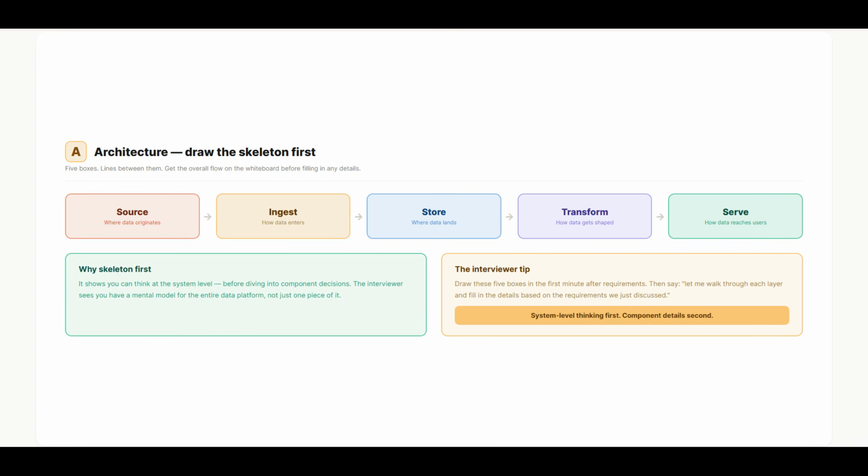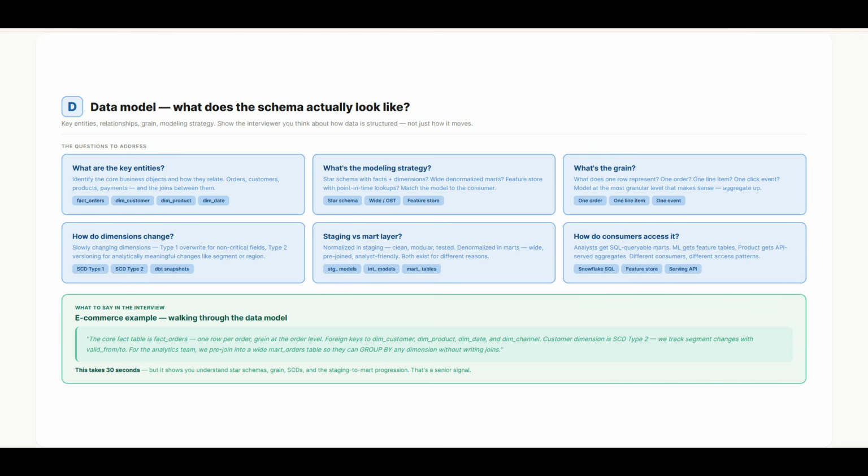A is architecture. Draw the high-level skeleton first. Source, ingest, store, transform, serve, 5 boxes, lines between them. Get the overall flow on the whiteboard before filling in any details. This shows you can think at the system level before diving into component level decisions. D is data model. What does this schema look like? What are the key entities? Is this a star schema with fact and dimension tables? A wide denormalized table? A feature store with point-in-time correct features? What's the grain of your main table? How do you handle slowly changing dimensions?